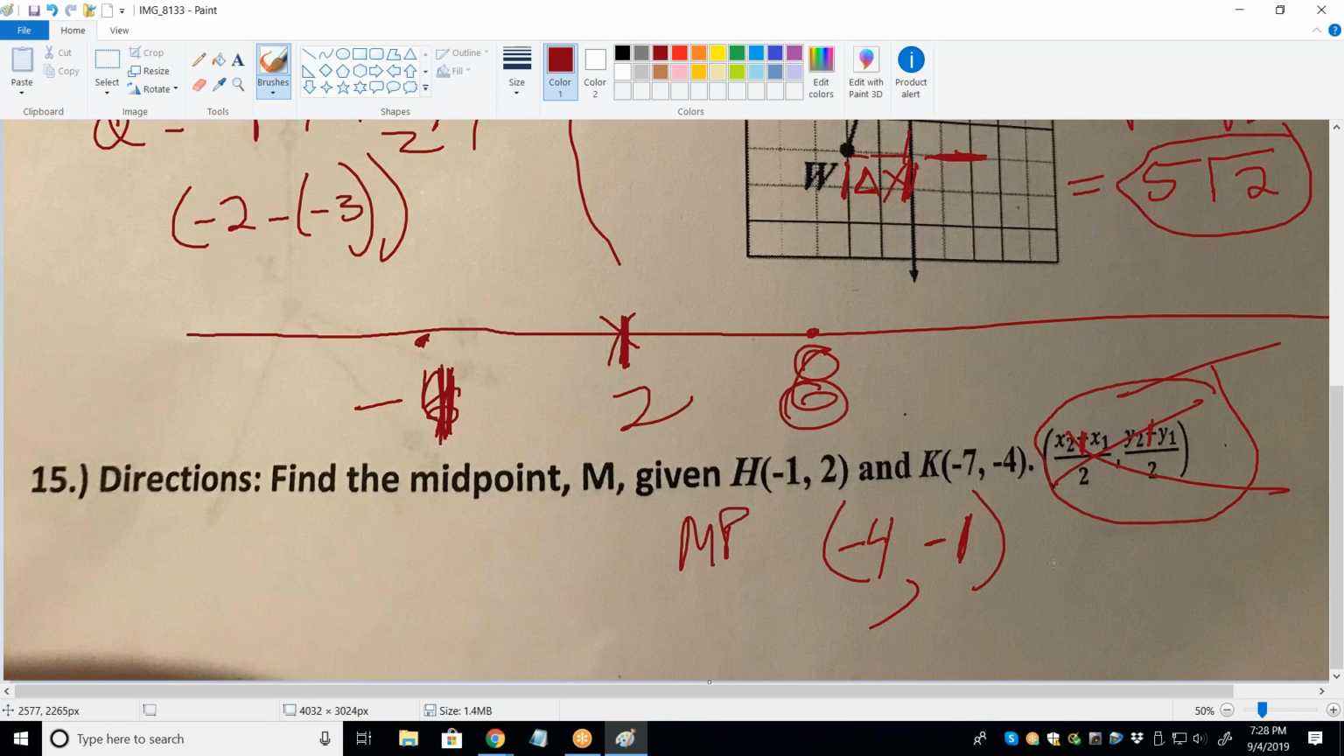What if I took minus 7? They're saying take x sub 2, subtract x sub 1, and divide by 2. Well, that doesn't give you the midpoint. That gives you minus 3. That is not the midpoint between minus 1 and minus 7.